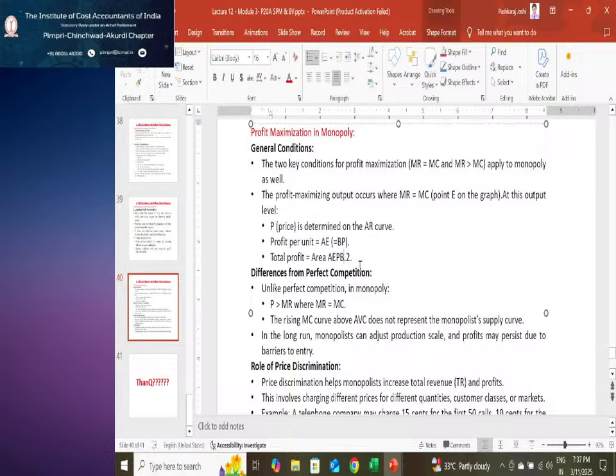Now let's understand the differences from perfect competition. Unlike perfect competition, in monopoly P is greater than MR, where MR is equal to MC. The rising MC curve above average variable cost does not represent the monopolist's supply curve. In the long run, monopolists can adjust production scale and profits may persist due to barriers to entry.